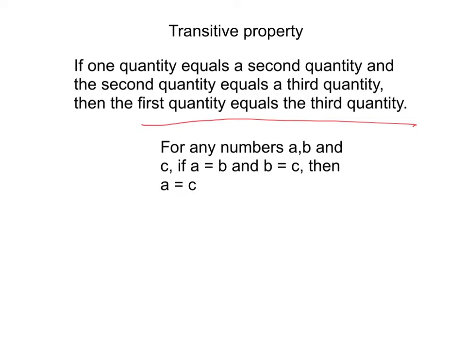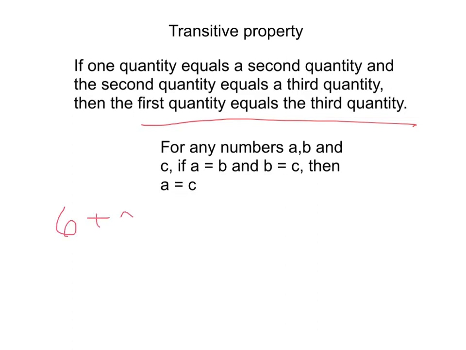I'll show you an example, and then as you continue to work through some of the practice problems on your own, I think you're going to be able to grasp this and get a better feel for the property. So it says for any numbers A, B, and C, if A equals B and B equals C, then A equals C. So let's take a look at an example.